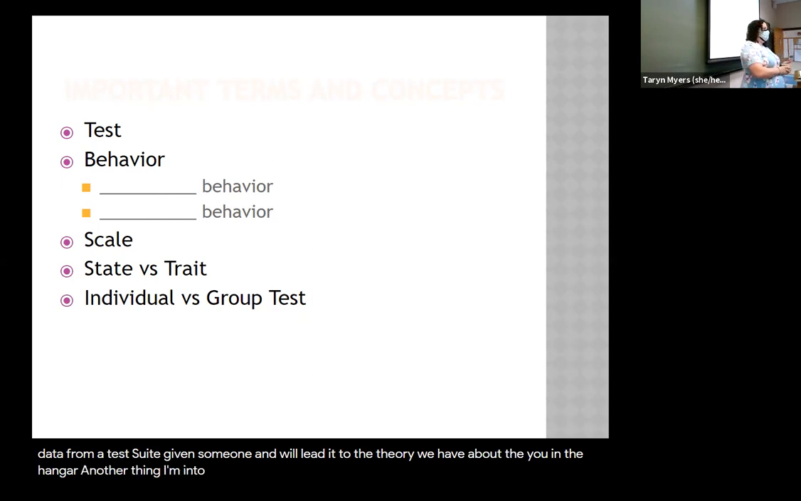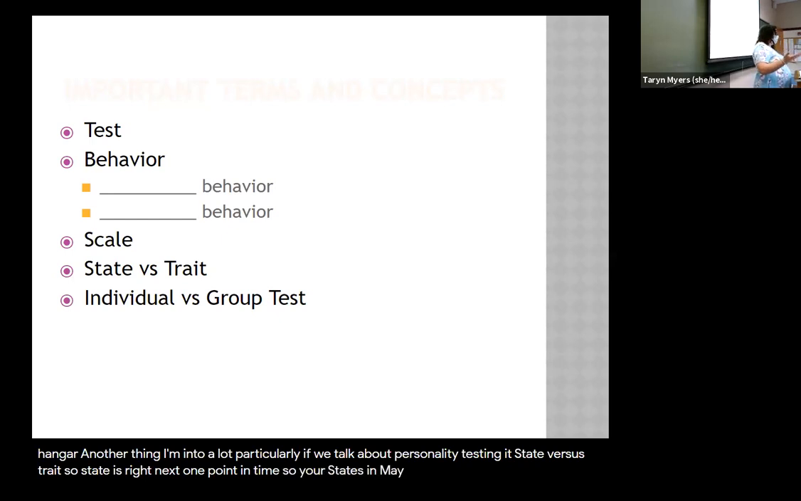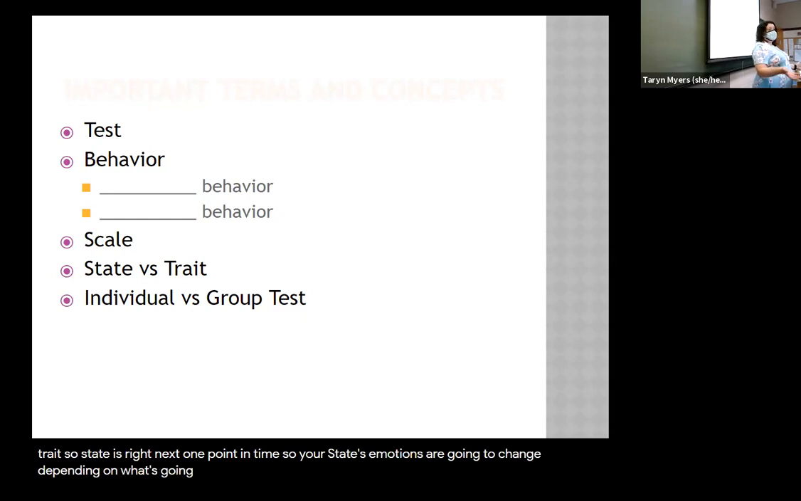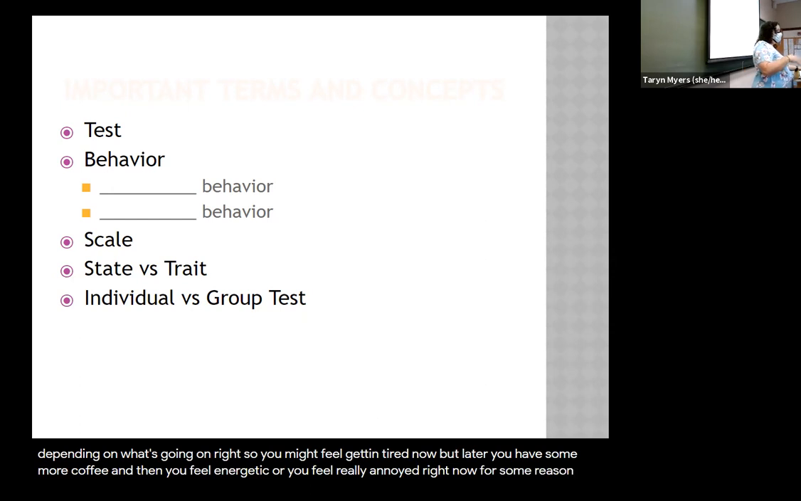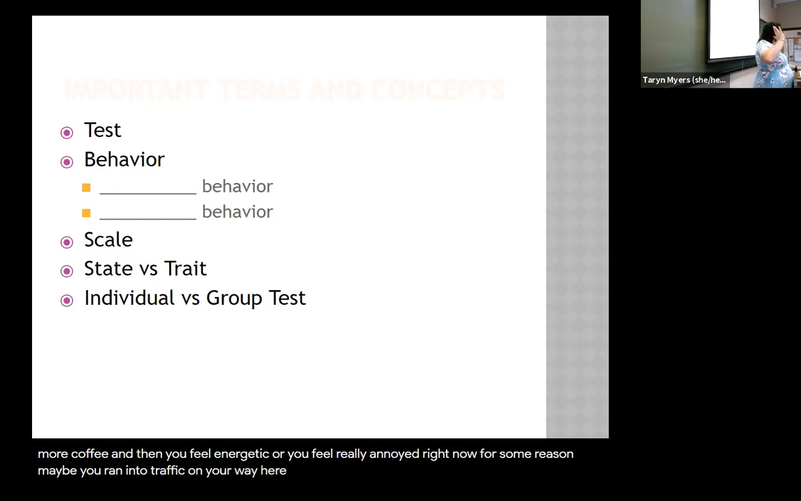Another thing we run into a lot, particularly as we talk about personality testing, is state versus trait. So state is right now, one point in time. Your state's emotions are going to change depending on what's going on, right? You might feel tired now, but later you have more coffee and then you feel energetic, or you feel really annoyed right now for some reason. Maybe you ran into traffic on your way here, and then you got unannoyed, right?